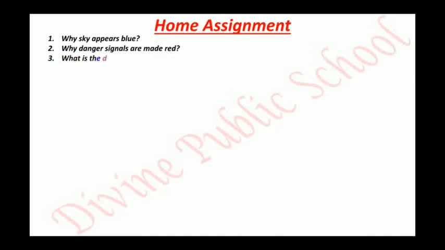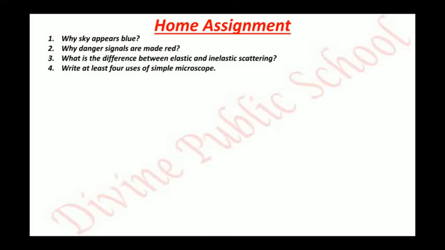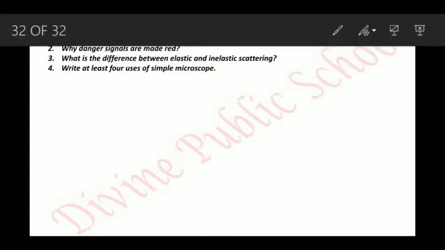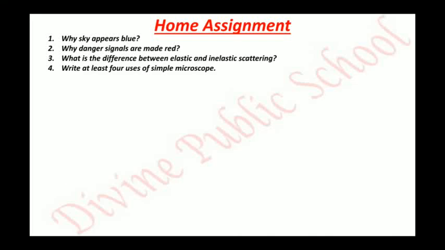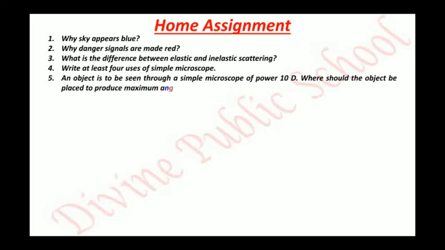The third question is, what is the difference between elastic and inelastic scattering? The fourth question is, write at least 4 uses of a simple microscope. The fifth question is a numerical: an object is to be seen through a simple microscope of power 10 diopter. Where should the object be placed to produce maximum angular magnification? In this question you have to make the ray diagram also.